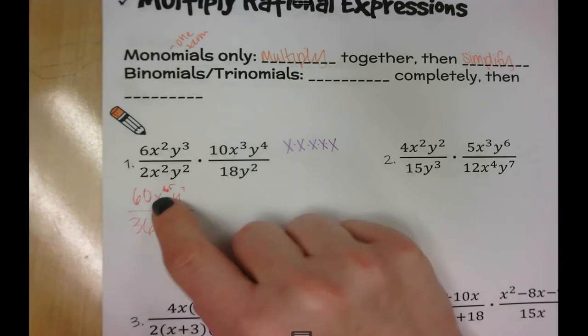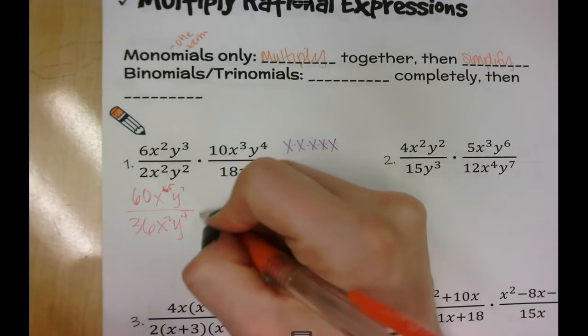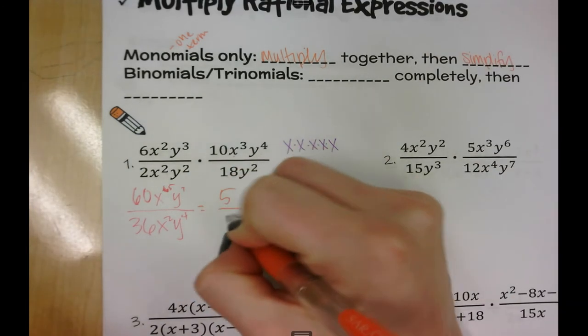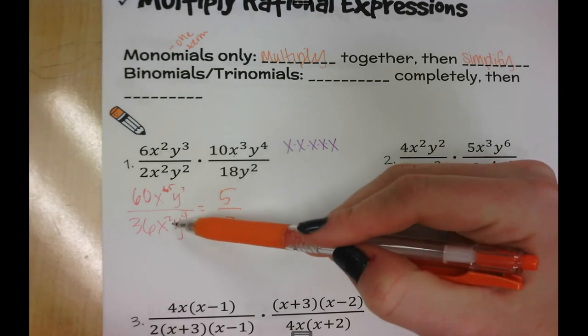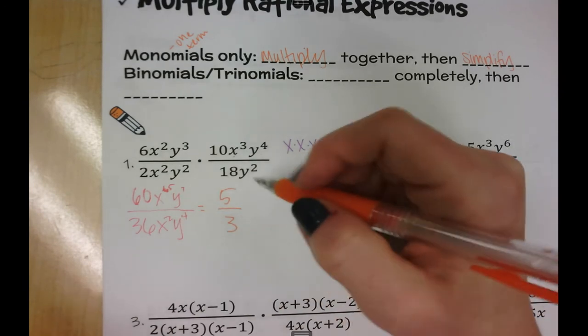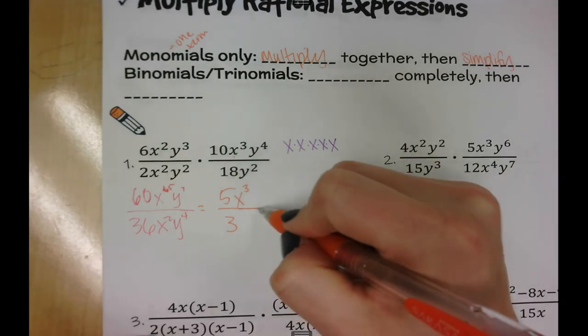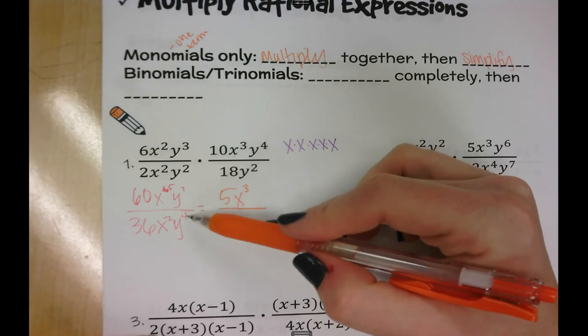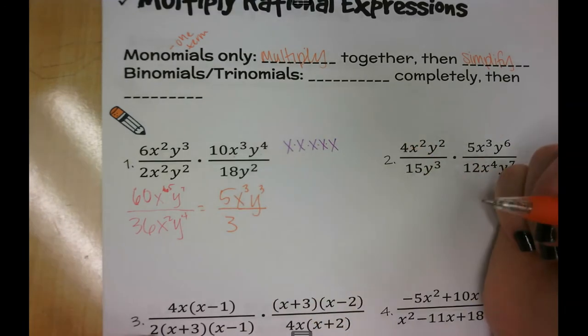So 60 divided by 36, that fraction simplifies to 5 over 3. We've got 5 x's on top and 2 x's on bottom, so that leaves me with 3 x's on top. We've got 7 y's on top and 4 y's on bottom, so that leaves me with 3 y's on top.